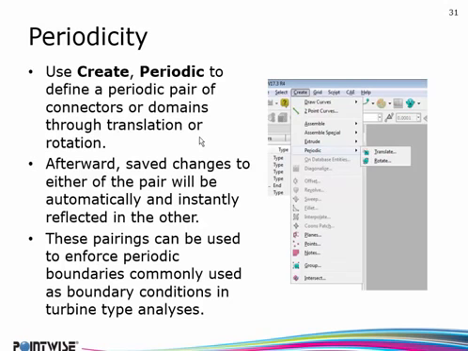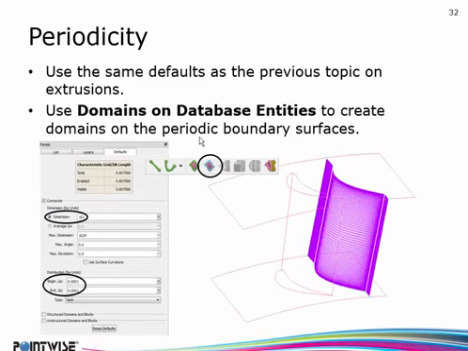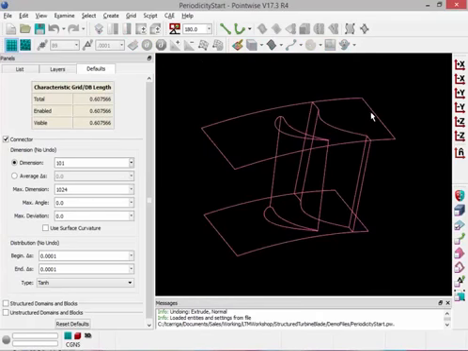All right, let's go through and look at this. We have an example. It's essentially the same geometry, except we're going to work on this periodic set of surfaces that we have here to the right. Again, the same defaults that we saw. We're going to create some domains here on these surfaces, and then we'll go through and create our periodic copies of those. So let me switch back over here to Pointwise.